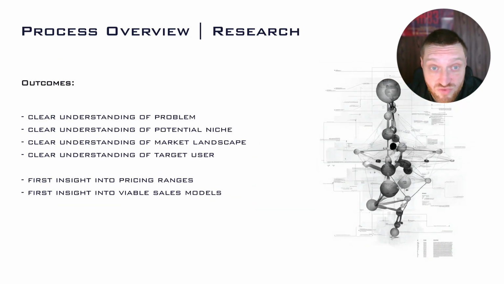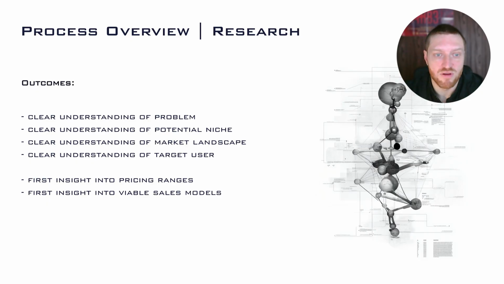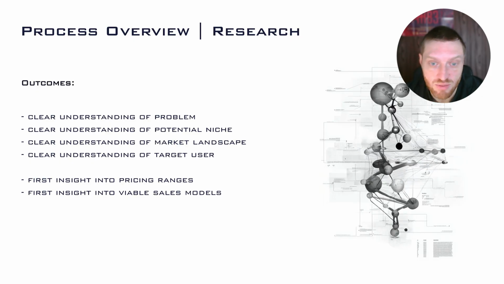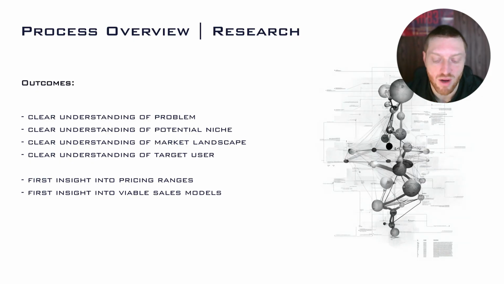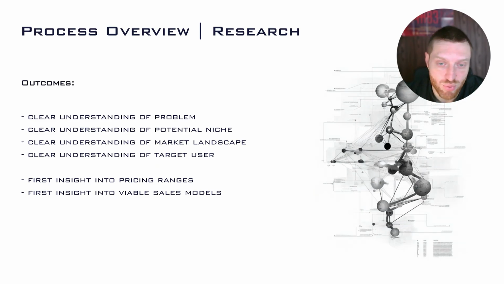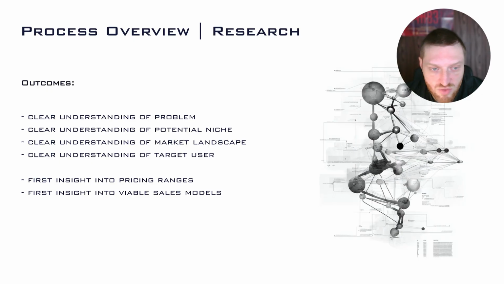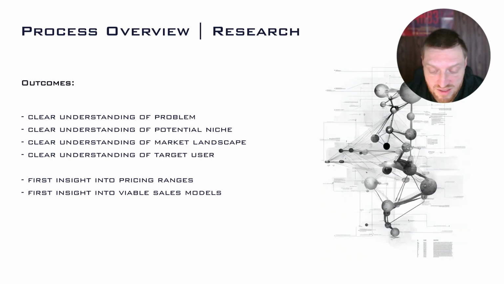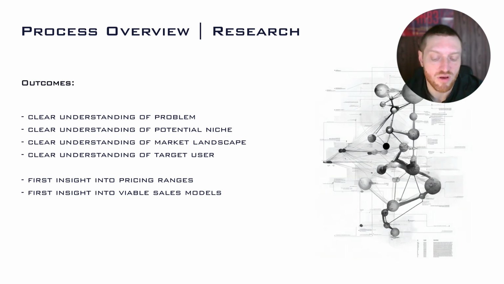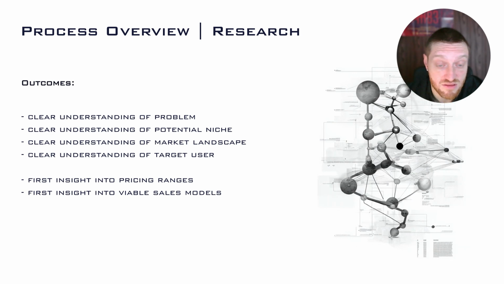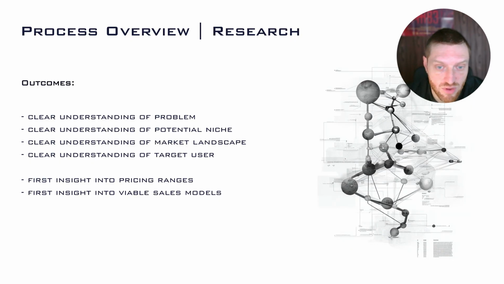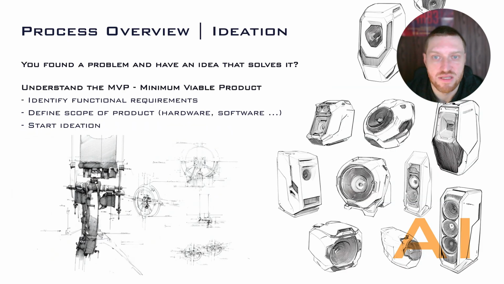The outcomes of this research phase would be that you have a clear understanding of the problem. You have a clear understanding of the potential niche and the people that use it. You have a clear understanding of the market, the existing products on the market, potential competitors, potential price ranges. You have a clear understanding of the target user, and you have first insights into the pricing. And you have also first insights into viable sales models, like is it distributed via online sales channels? Is it local vendors? Like what are the sales models that actually sell this product and bring it to the market?